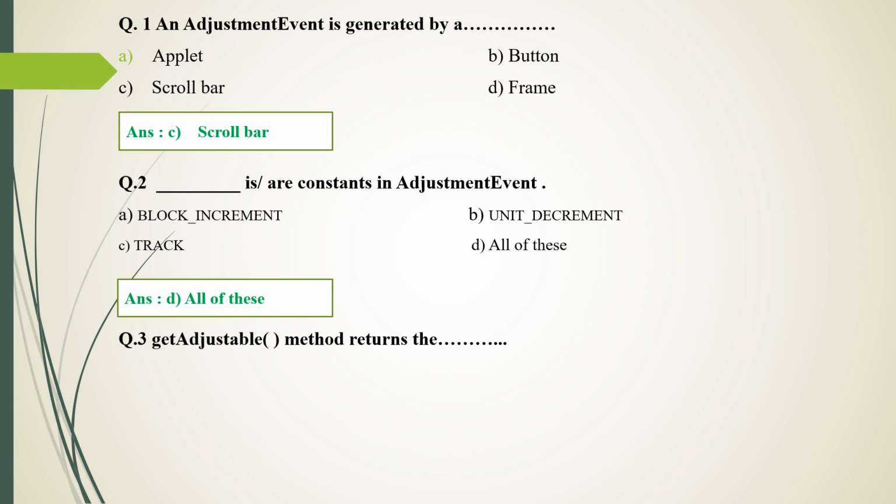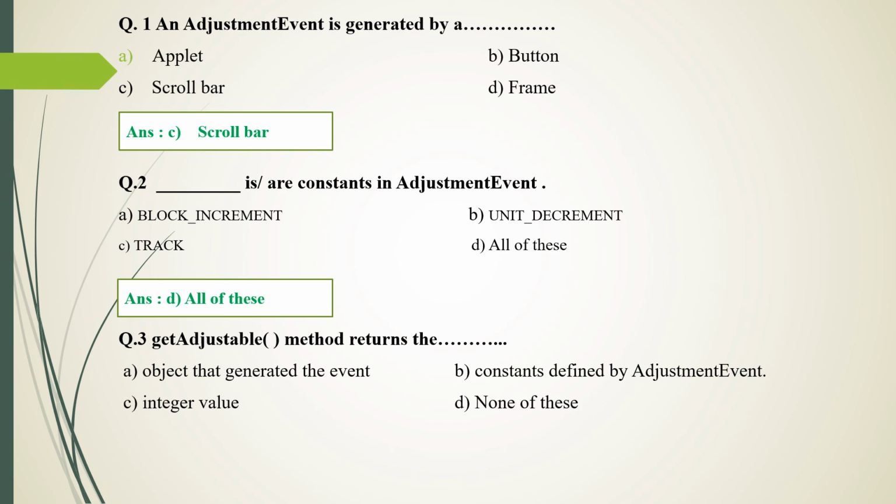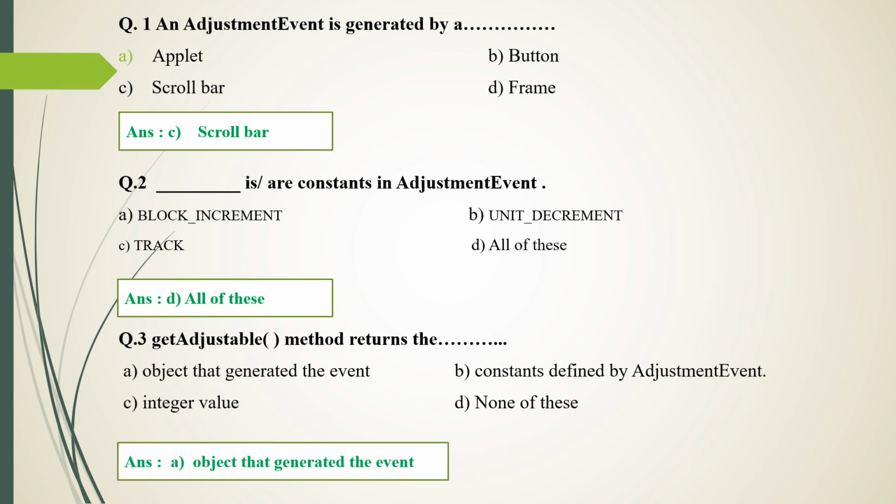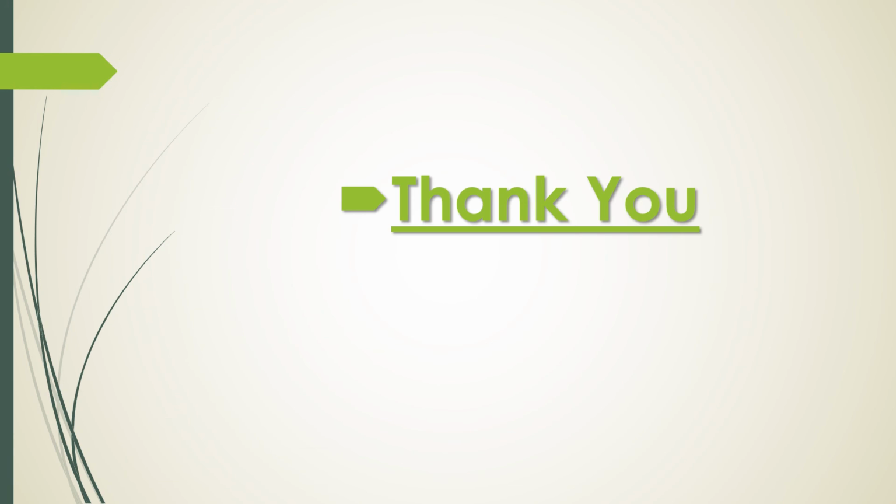Last question, the get adjustable method returns: first option object that generated the event, second option constant defined by the adjustment event, third option integer value, and last option none of the above. The answer of this question is the object that generated the event. So this is about event classes, and in event classes we saw two classes. First is action event, and second one is adjustment event. The next class we will study in the next lecture. So thank you.